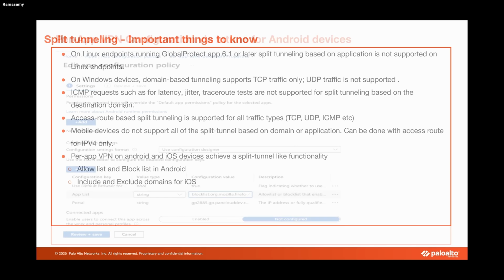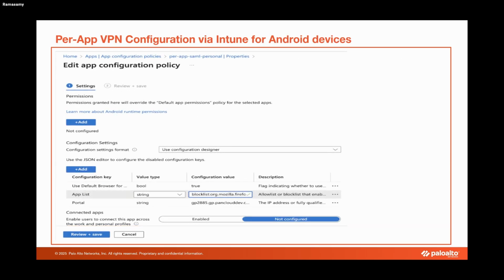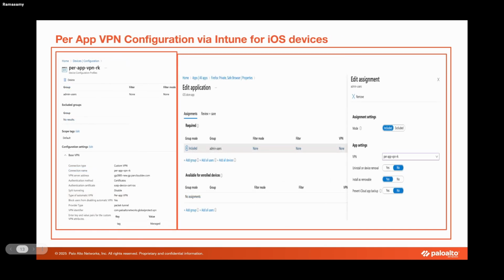We have a screenshot over here. This screenshot is the VPN configuration via Intune for Android devices. You can see here the app list for allow and block. And this screenshot shows the per-app VPN configuration via Intune for iOS devices.